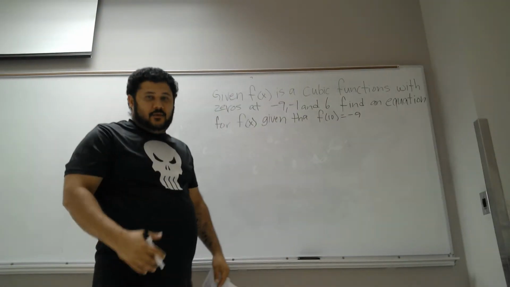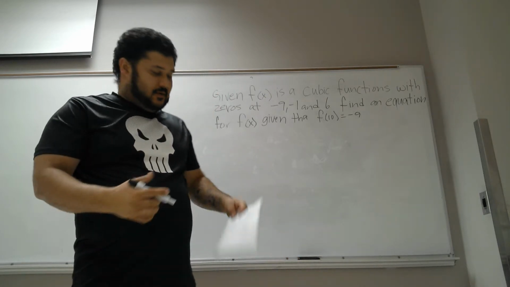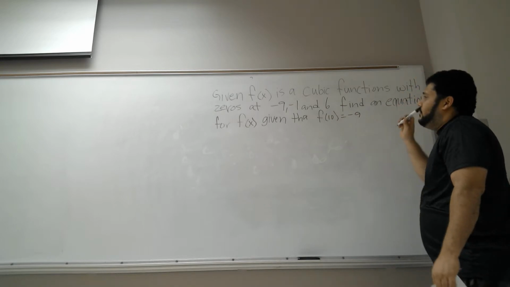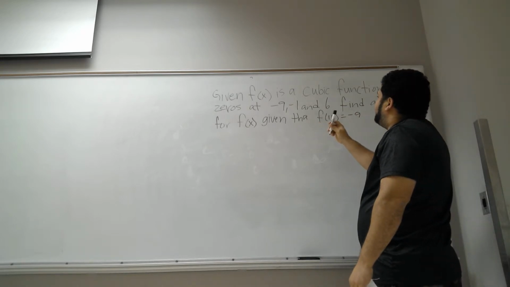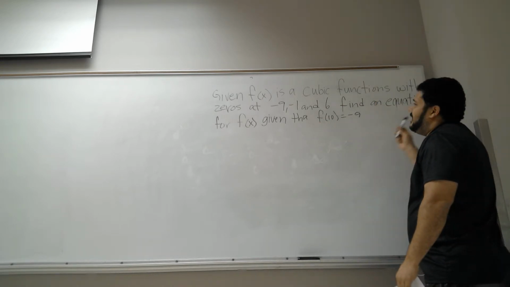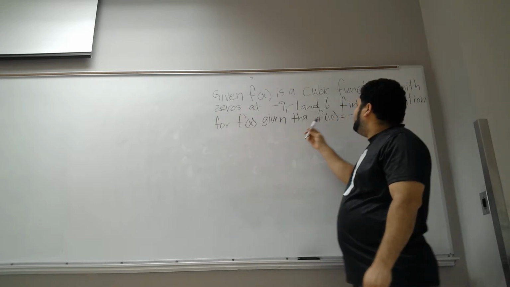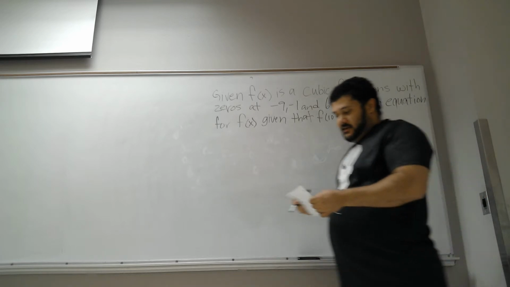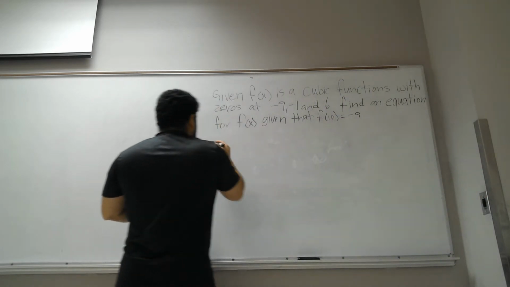So now I'm going to do a second problem. Technically, it's given that f of x is a cubic function with zeros at -9, -1, and 6. I need to find an equation for f of x given that f of 10 equals negative 9.